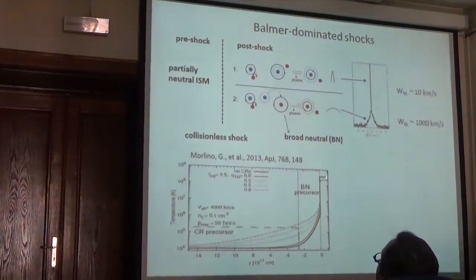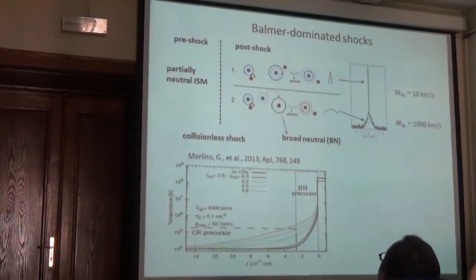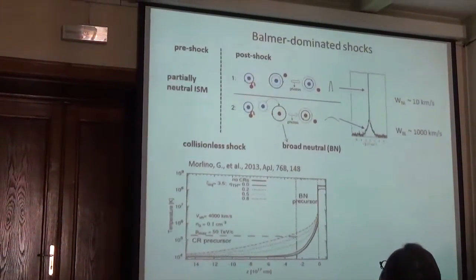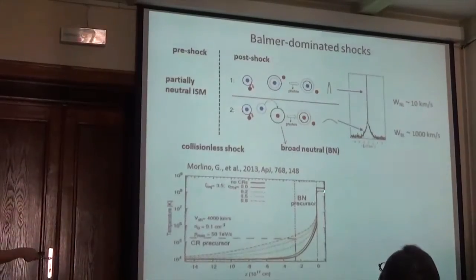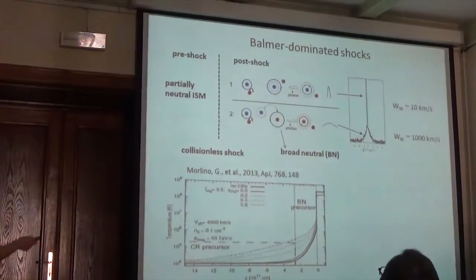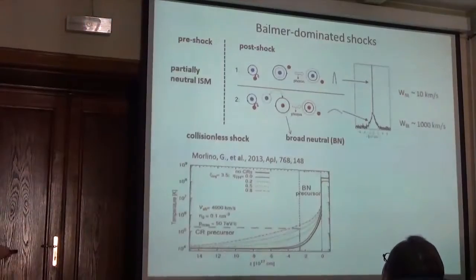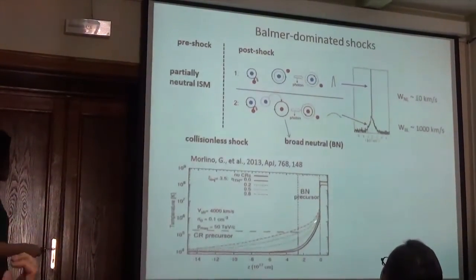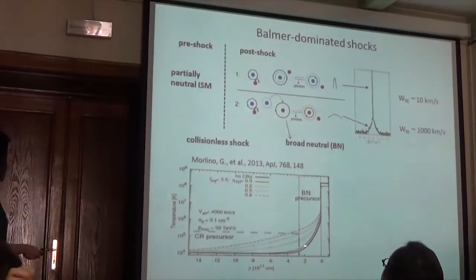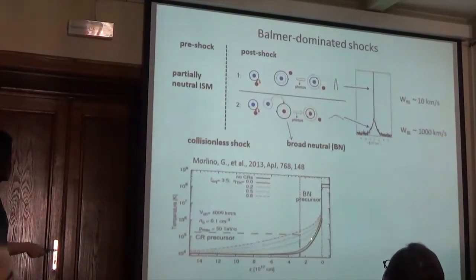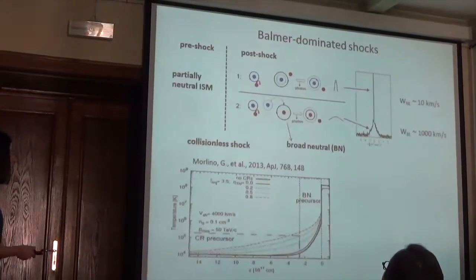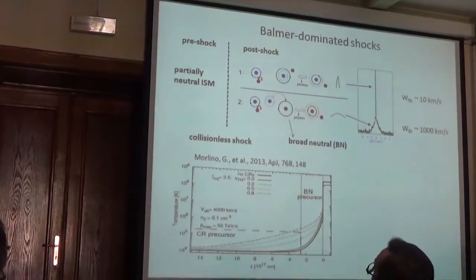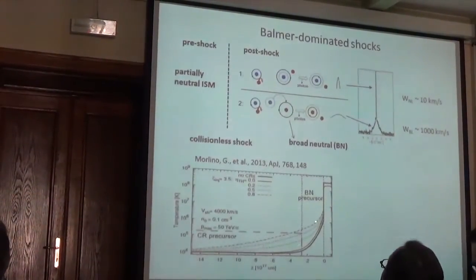Morlino developed a model using the collisionless shock model, including these precursors. As you can see here, 0 is the shock front. The black line is without cosmic rays. If you have a broad neutral precursor, you can see how much they can heat the gas here. Of course, it's not extended very far, because they are destroyed fairly fast in the pre-shock region.